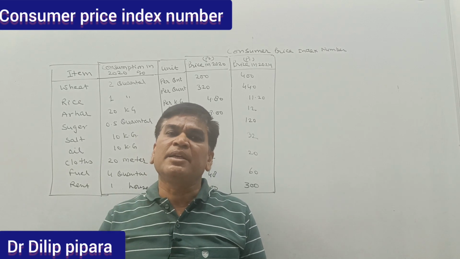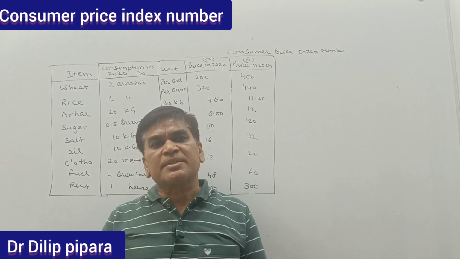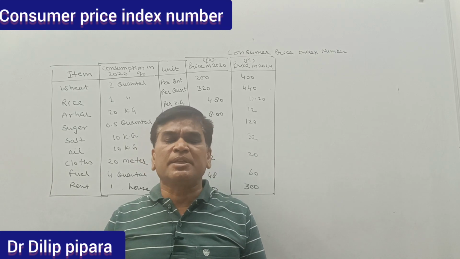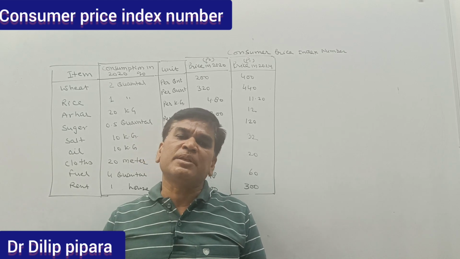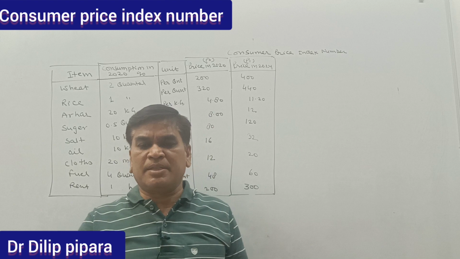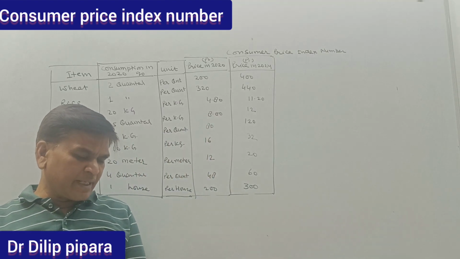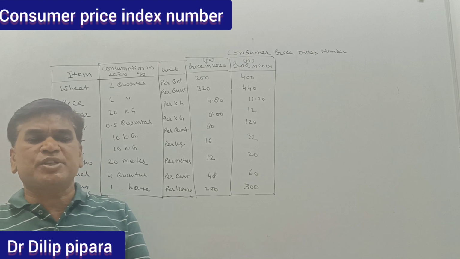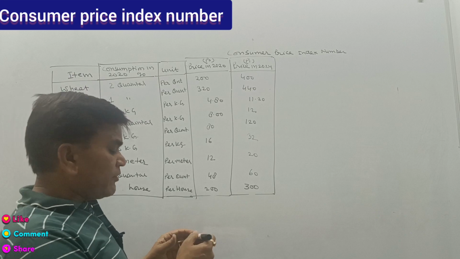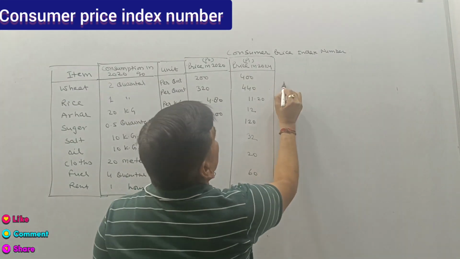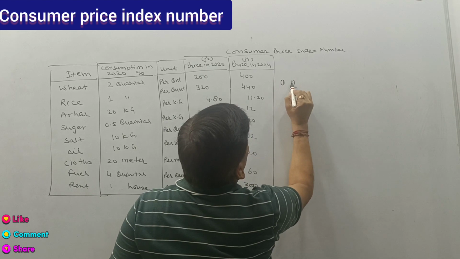We will study Fisher-Ideal index number later. In today's video, we will discuss what is consumer price index number. There are two methods for measuring consumer price index number. The first method is called the aggregative expenditure method.